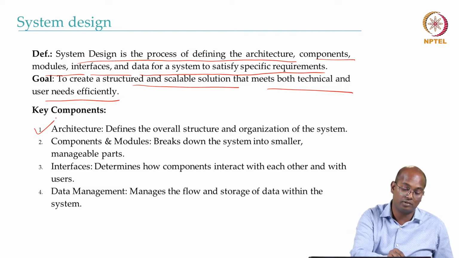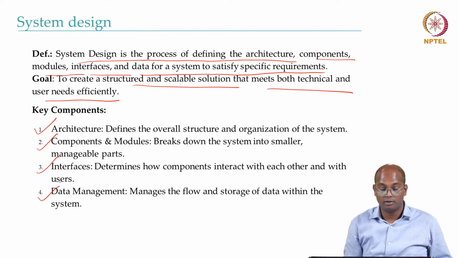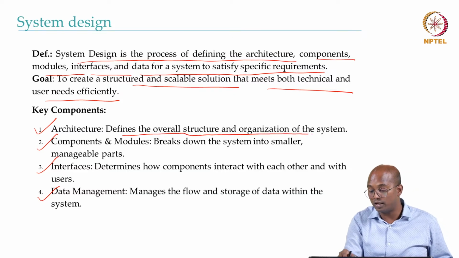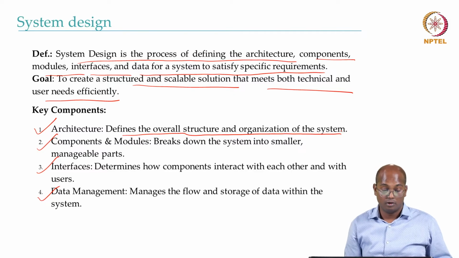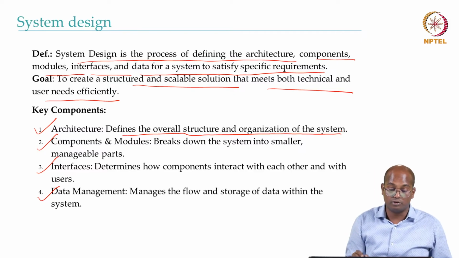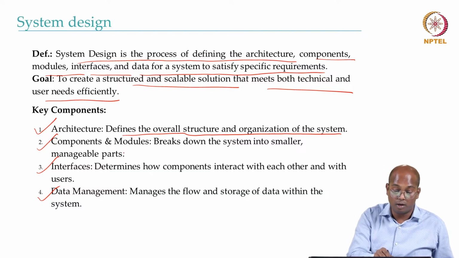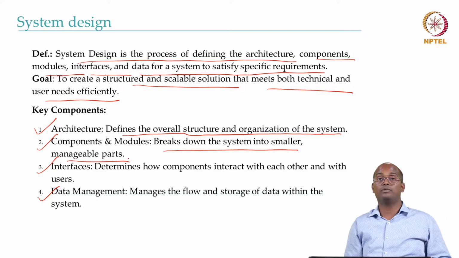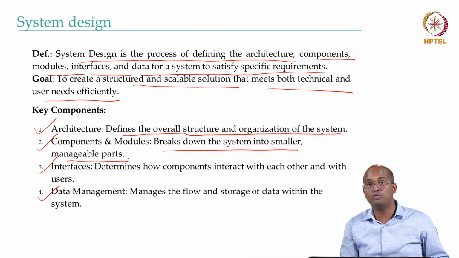And the key components involved: architecture, component and module, interfaces, and data management. So architecture defines the overall structure and organization of the system, how it will look, how the information flow would be, and what activities and actions will be taken. Components and modules break down the system into smaller and manageable parts, because if you talk about the overall big system, it's too huge to handle at the same time.